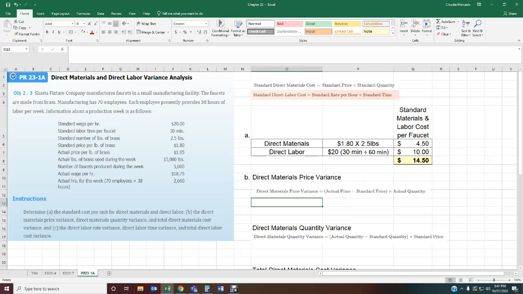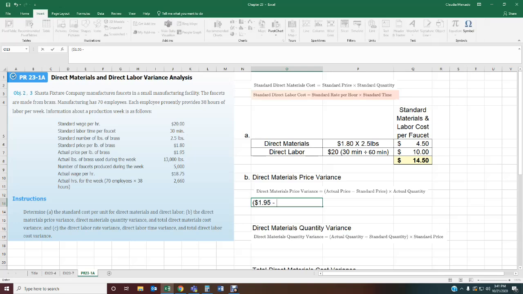Now requirement 2 has 3 components. The first one is the direct materials price variance. I put the formula here straight out of the book: your direct materials price variance is your actual price minus your standard price, times your actual quantity. The actual price per pound of brass is $1.95. I'm going to subtract my standard price. Your standard price of brass, according to the problem, is $1.80.